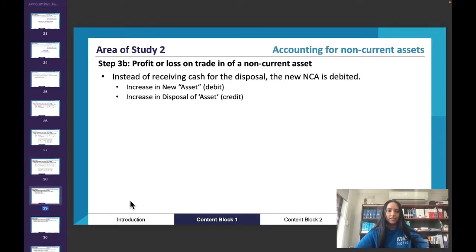Okay, and then step 3B is, instead of receiving cash, the new non-current asset is debited. So this is if there's a trade-in of the non-current asset. So instead of selling the non-current asset and receiving a cash value in return of that sale, we have a trade-in of the non-current asset, which means that someone takes a non-current asset and then they give us a trade-in value for when the business purchases a new non-current asset. And so in this case, we would increase the new asset by debiting and increase the disposal of asset by crediting.